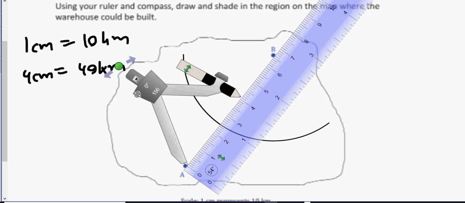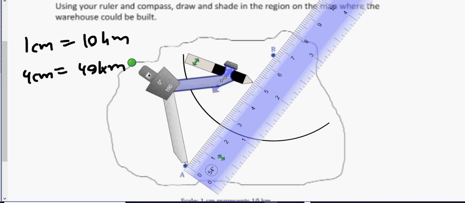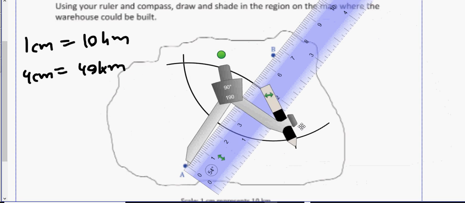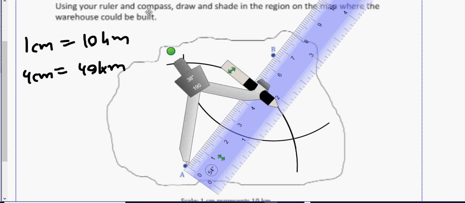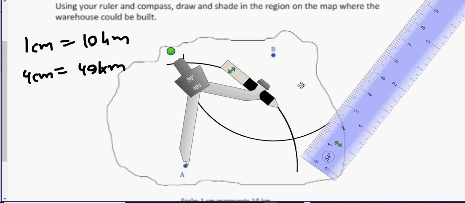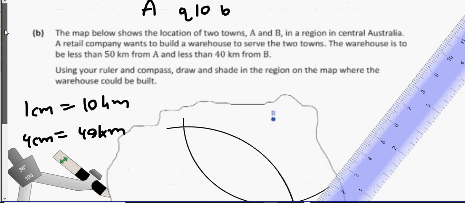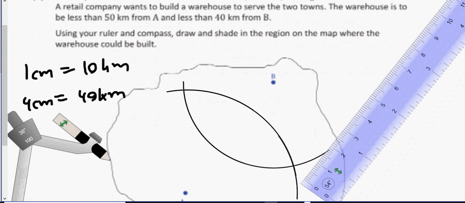It's a cool little question. Ready? And then I do another arc. Is it like a perpendicular bisector? No need. I can just do that. I can have it anywhere in that section. So, if I put the warehouse anywhere in this section, it doesn't want a dead centre. If I put this warehouse anywhere in here, it's less than 40 kilometres to B and less than 50 kilometres to A, no matter where I put it. Is that okay with you guys?